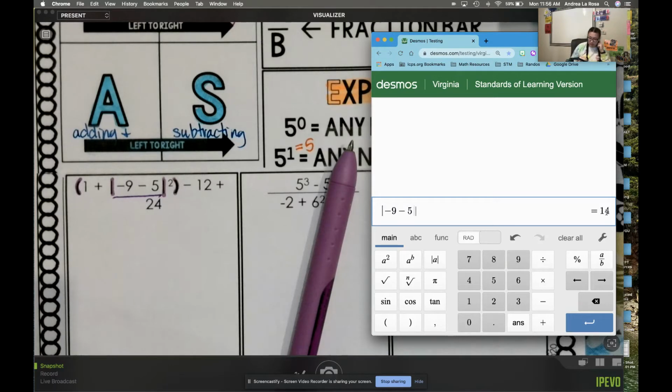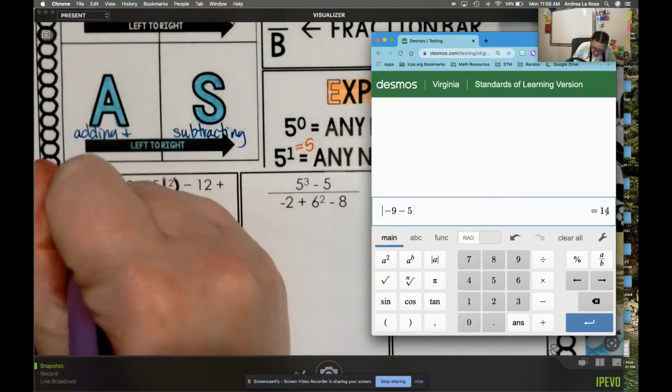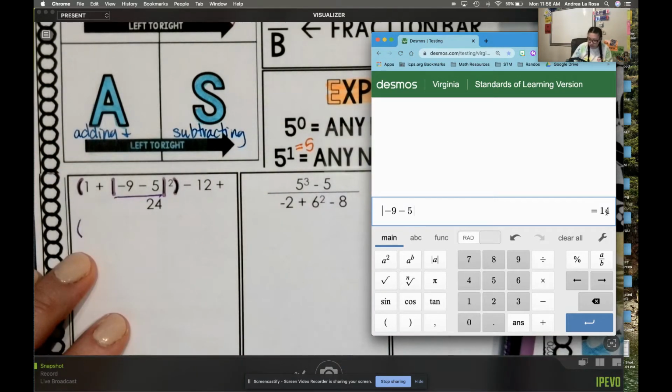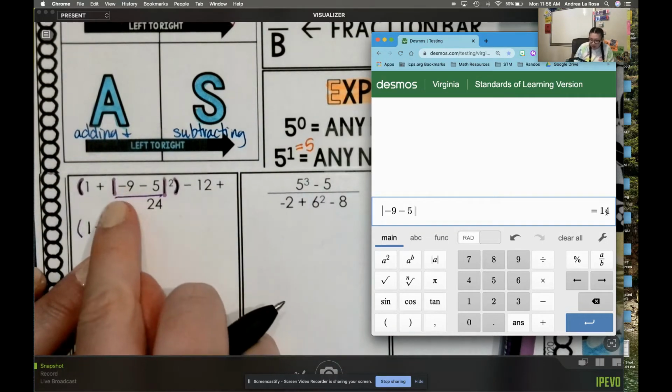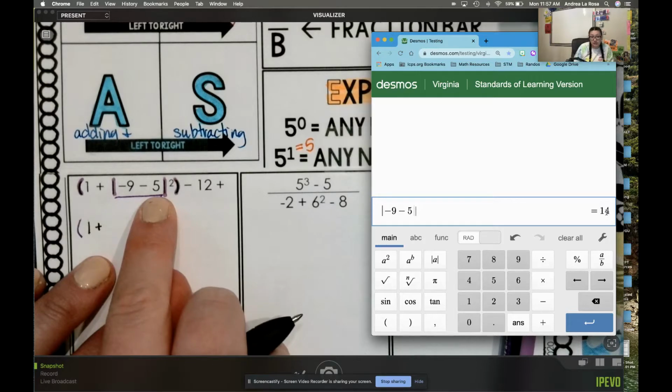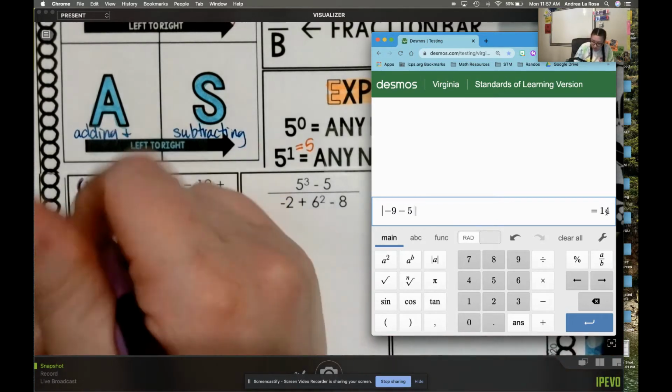So looking at my problem, I still have that parenthesis from before. I'm still going to have to take 1 plus, and we already calculated the absolute value of that to be 14.